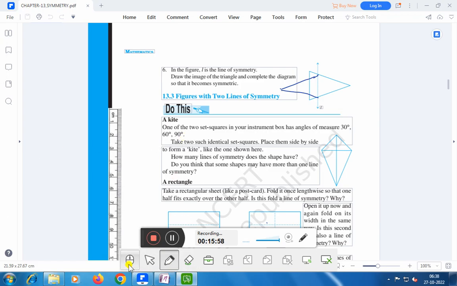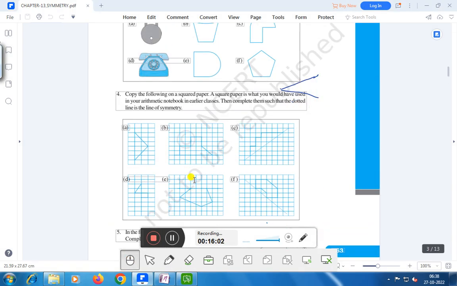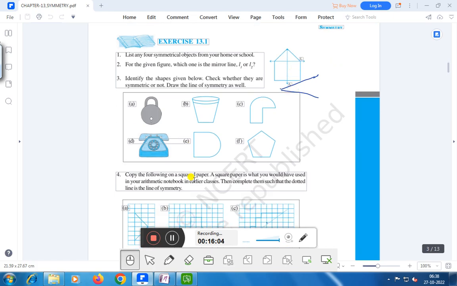13.1. This is the solution of question number 13.1.